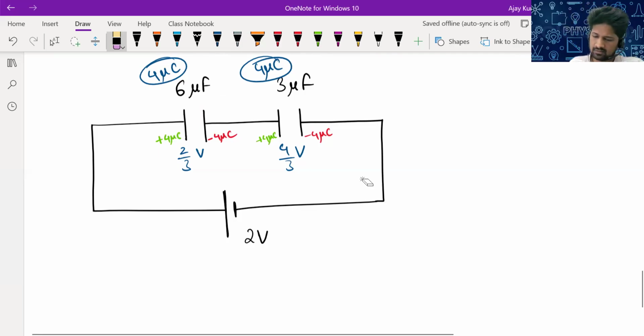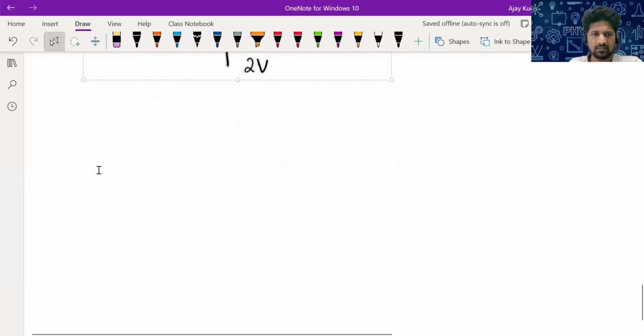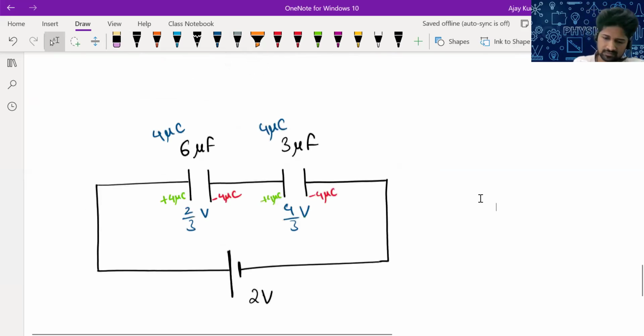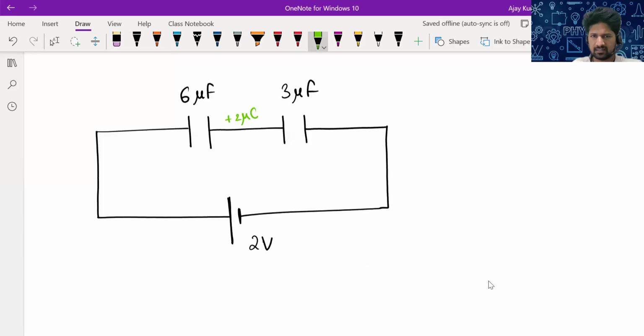Okay. What if isolated regions are not neutral? Let us take this same network and give some charge to the isolated region. How much charge? Let's say the isolated region had its own charge of plus 2 microcoulomb. And now we connect this network to this battery. The question is again the same, find out charge on capacitors and energy stored in the capacitors. Now, how will you do? Any idea, anyone?